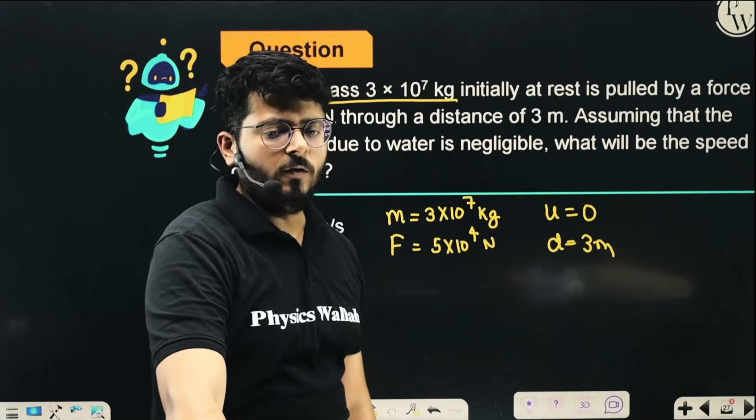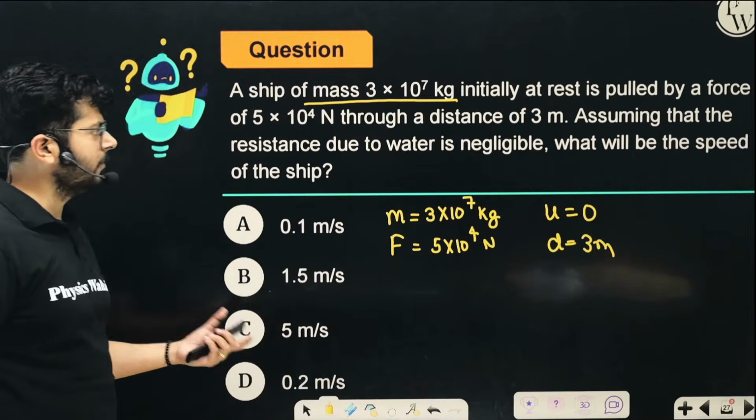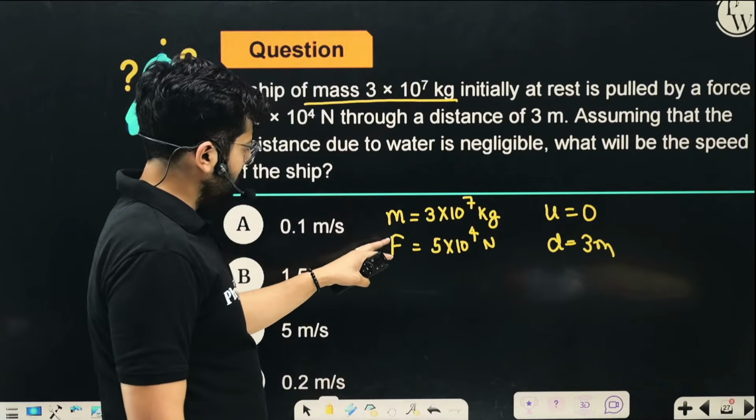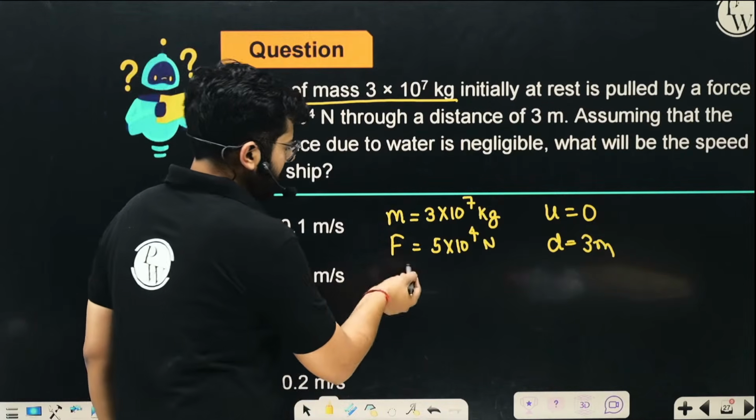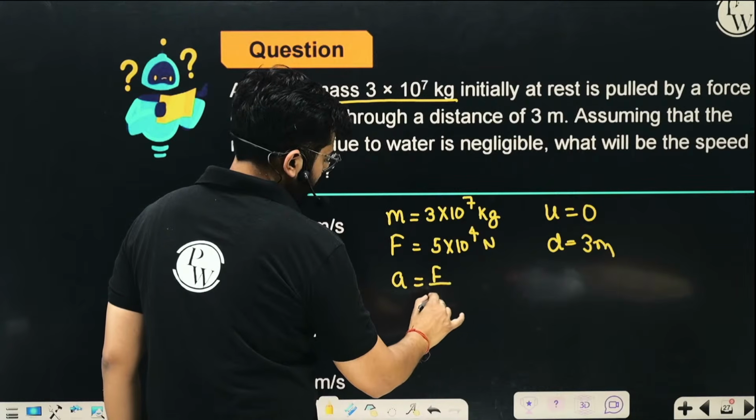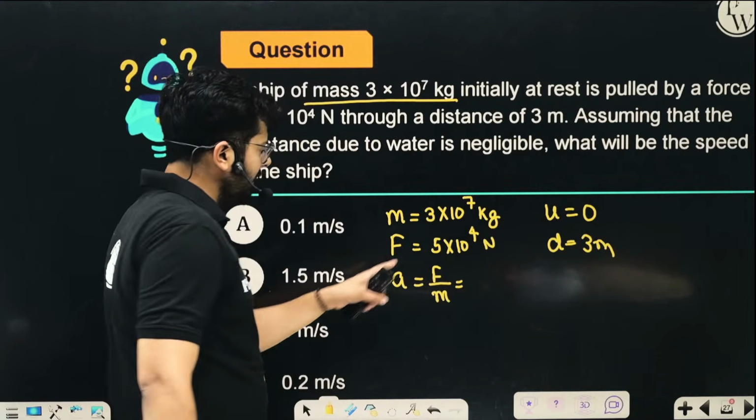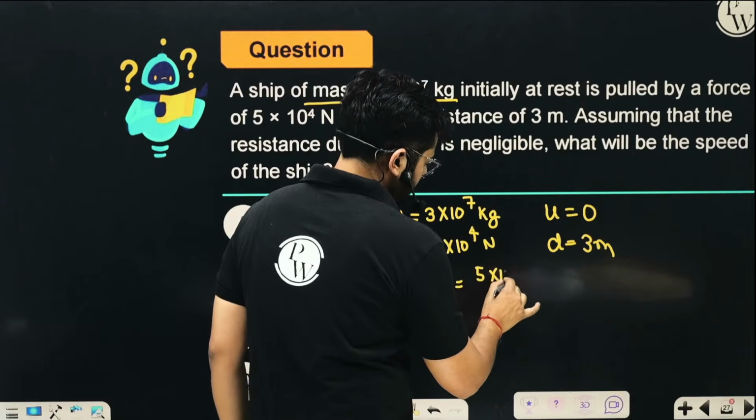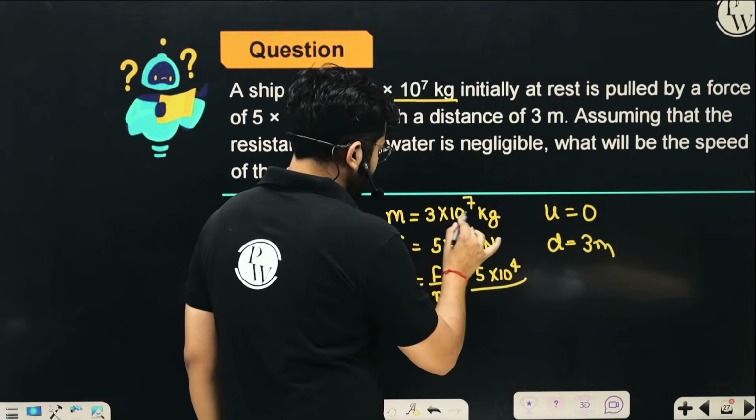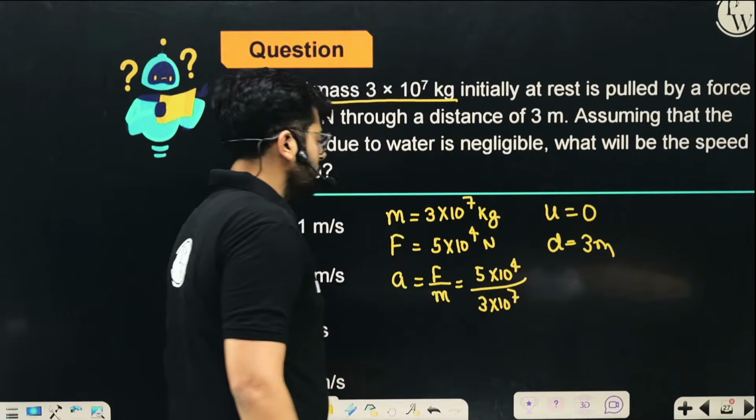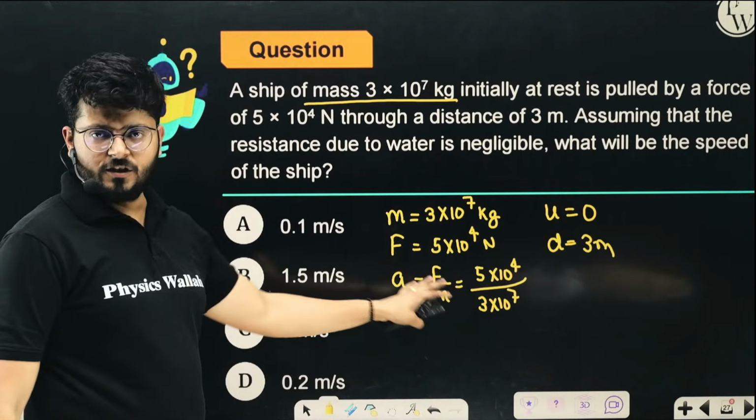Okay. So what will be the speed of the ship? First of all, think about it. They are giving you the mass and the force, and you can easily calculate the acceleration because the magnitudes are given. So acceleration will be force magnitude divided by mass. The force is 5 into 10 to the power 4, mass is 3 into 10 to the power 7. Just divide it and you will get the acceleration.